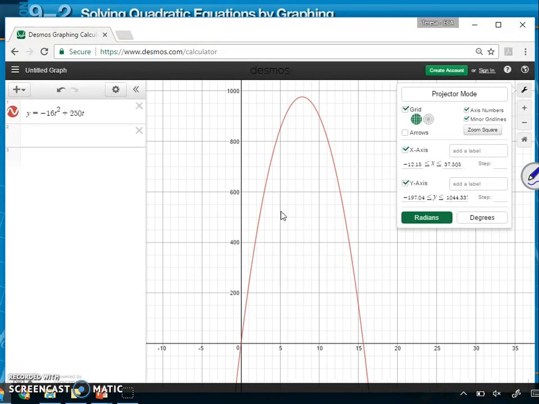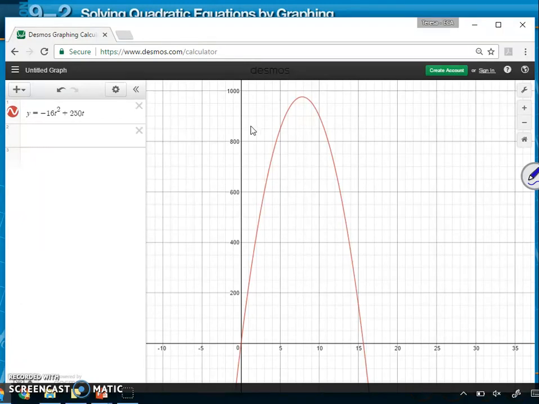So if you first put this in and you don't see the graph at all, try and change your settings to make it bigger, because this is going from 0 all the way up to nearly 1,000, and then from 0 to 15. So I think it starts out from negative 10 to positive 10 in both x and y. So you need to change those a little bit.